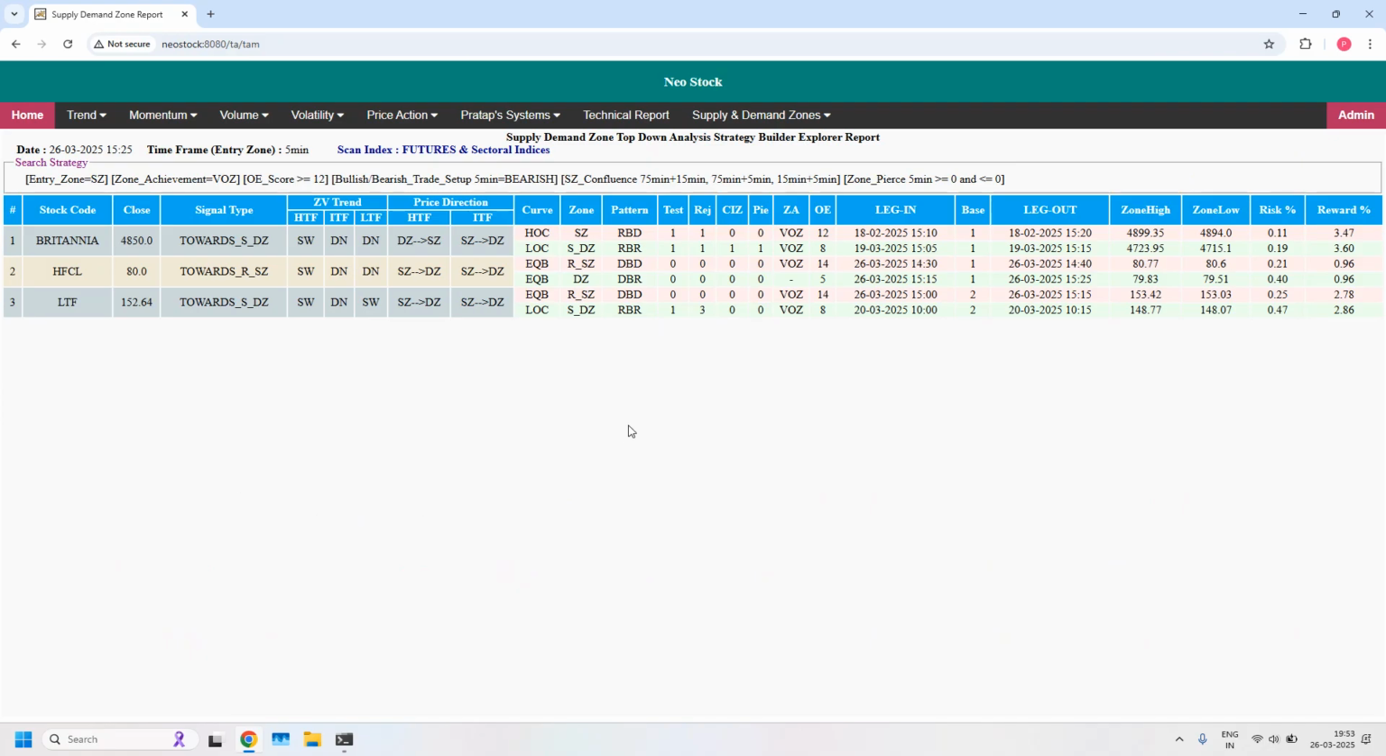In these 3 stocks, these 5 minute supply zones overlapped with the 15 minute supply zone, both together again overlapped with the 75 minute supply zone. But the 75 minutes trend is sideways, so the sideways trend EMA filter does not give any advantage. So we are not filtering. So this is a bearish trade setup for hourly income trade.